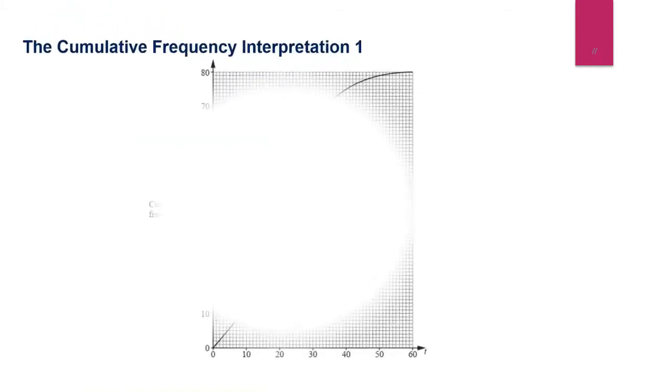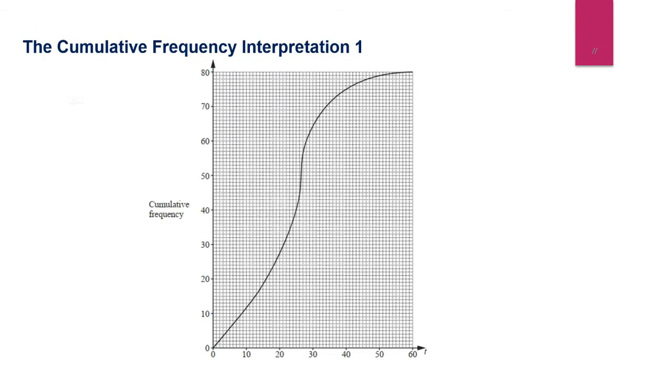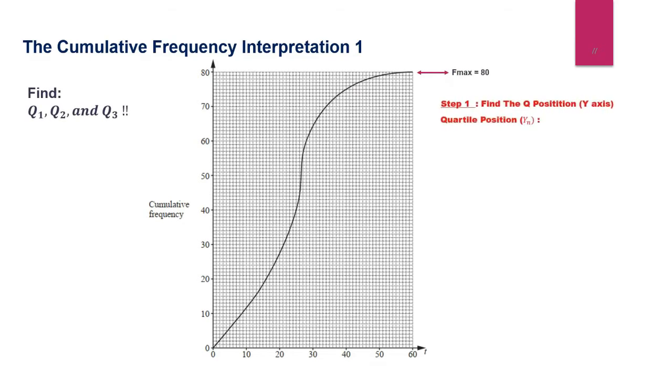Okay, everyone, go to the cumulative frequency interpretation 1. Look at the picture on your screen. Find Q1, Q2, and Q3. Based on the picture, we can find the F maximum is 80. So Q1 is the 20th data.